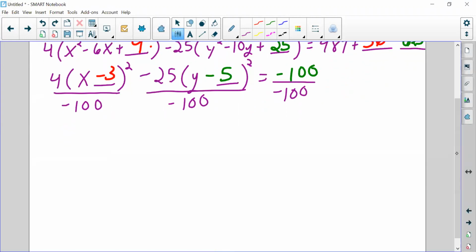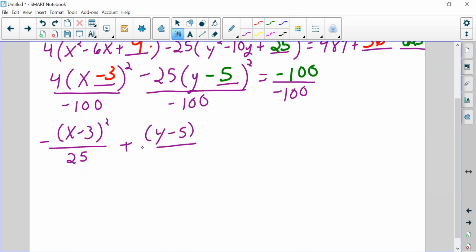All right, so 4 divided by negative 100, what does that simplify down to? 25 on top or bottom? Bottom. Okay, so that gives us x minus 3 squared, that's negative over 25. So it's negative, negative becomes positive, right? Okay, and 25 over 100, 1/4.